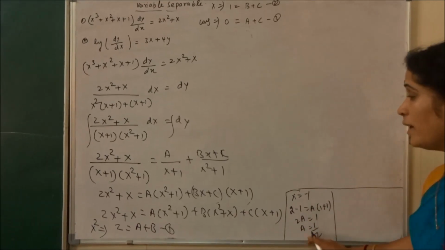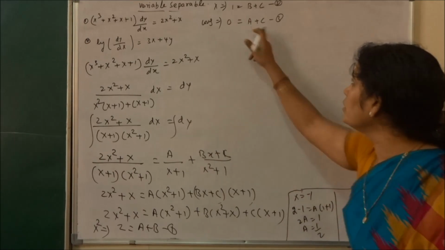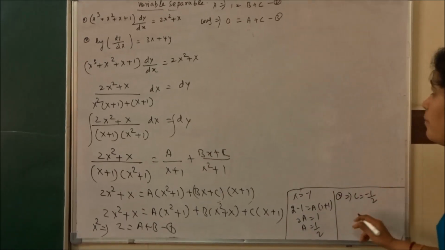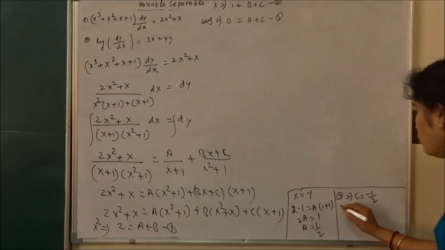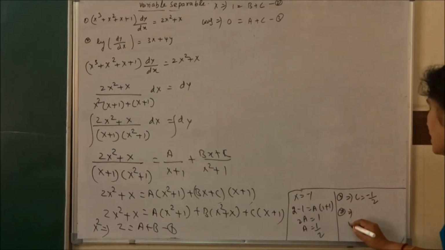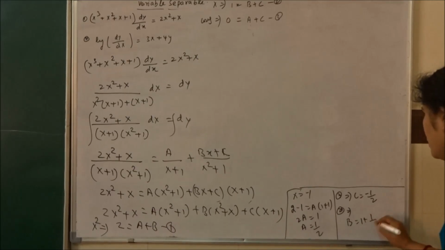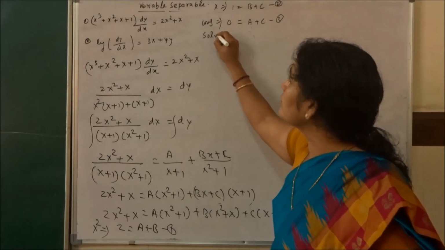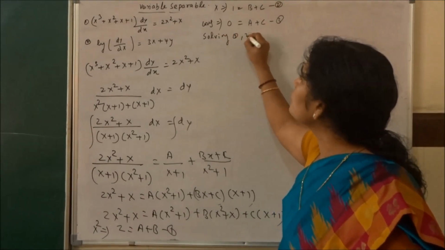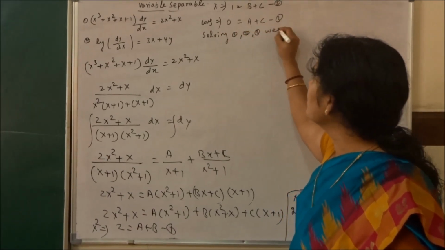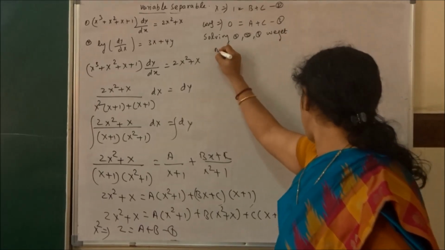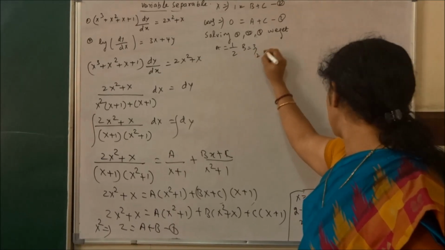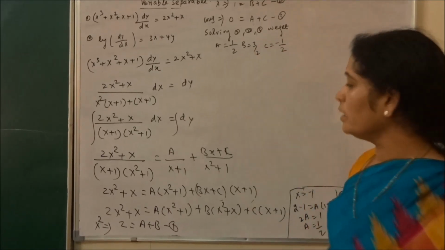If you get the value of a as 1 by 2, then you can substitute it in equation number 3. This implies c equals minus 1 by 2. If you know the value of c, substitute it in equation 2. So equation 2 implies b equals 1 plus 1 by 2, that is 3 by 2. So solving 1, 2, 3, we get a equals 1 by 2, b equals 3 by 2 and c equals minus 1 by 2. Clear to you?